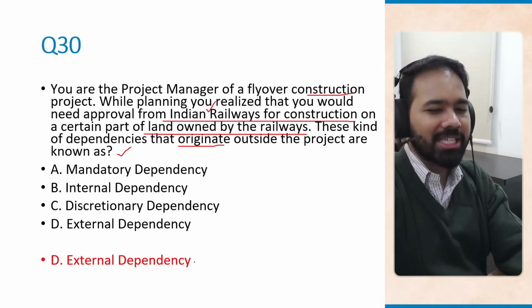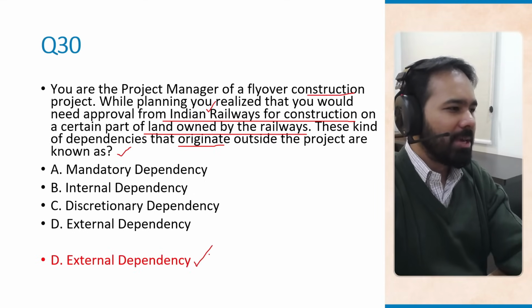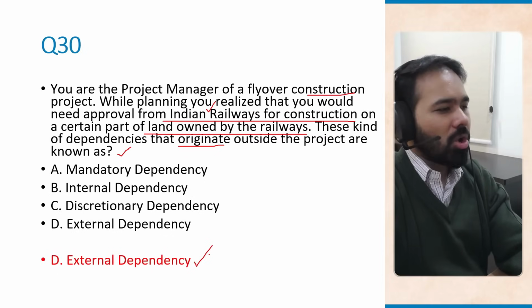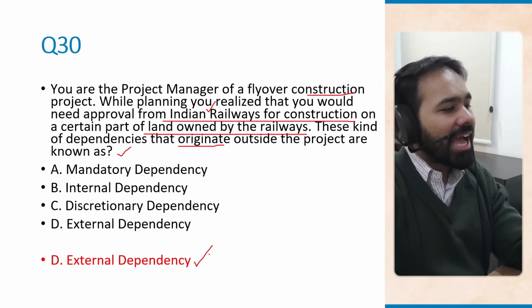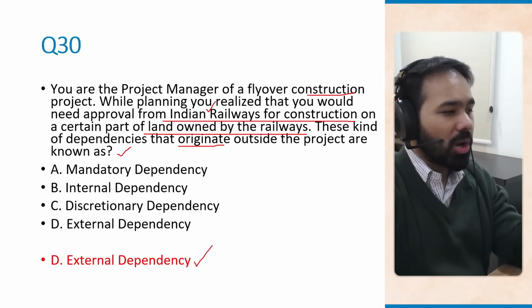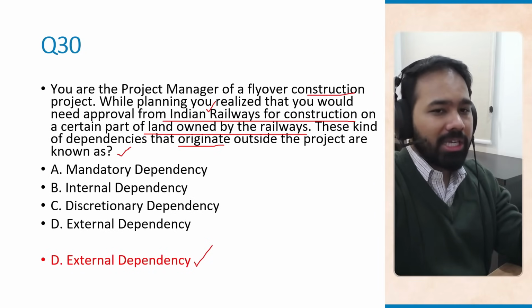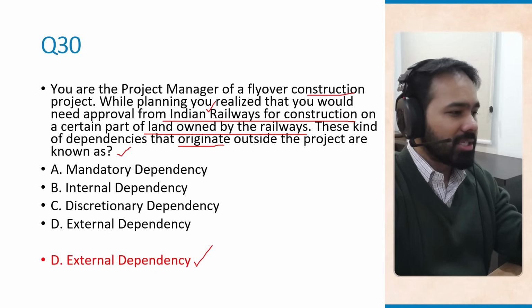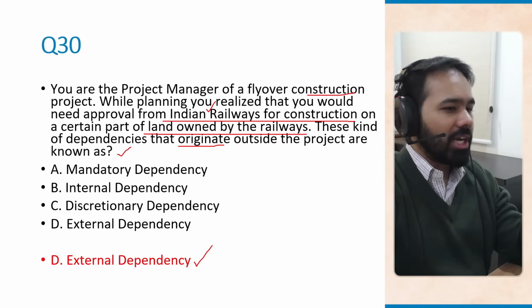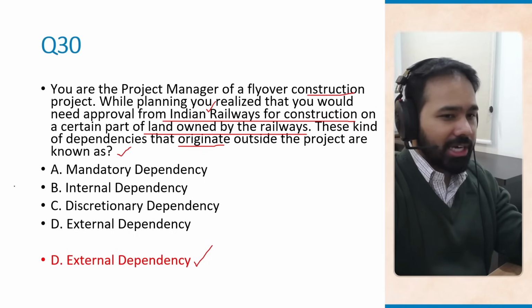The correct answer is external dependency, because external dependencies are constraints or approvals that rely on parties outside the project team or outside the organization that is doing the project. So it could be any government regulatory authority or body like the Indian Railways that is given in the question here. It could be even third party vendors, right?